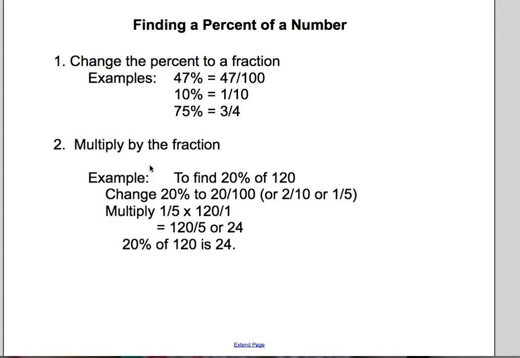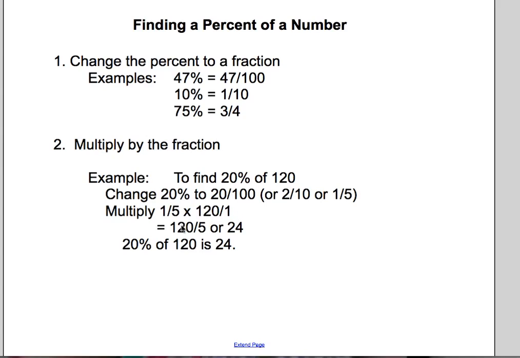Okay, so for example, let's say you're being asked to find 20% of 120. Well, you have to change 20% to 20 over 100, or that would be 2/10 or 1/5. I usually use the lowest terms if I know it, and then multiply. 1/5 times, notice how I took 120 and I wrote it as a fraction, 120 over 1. So I got 1/5 times 120 over 1. I can just multiply that.